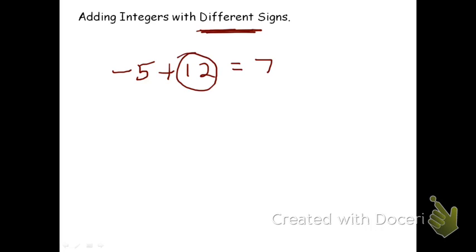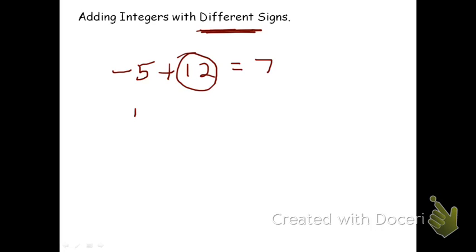When the signs are different, remember to take their difference. In other words, if I have a negative 5 plus 12, these signs are different, so I take the difference. What's the difference between negative 5 and 12? The difference is 7 units, and whichever sign the biggest number has is the sign you'll keep in your answer. So since 12 was positive, my answer is a positive 7.